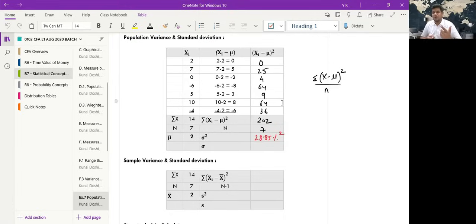Now, what is your average return? Your average return was 2%. And what is your risk? 28.85 percentage square. If you tell your client that your risk is 28.85 percentage square, you would run away. Why? Because you would not understand what is percentage square. Why is your answer in square? Because you did the square of everything, isn't it? You did the square of all the percentage, correct?